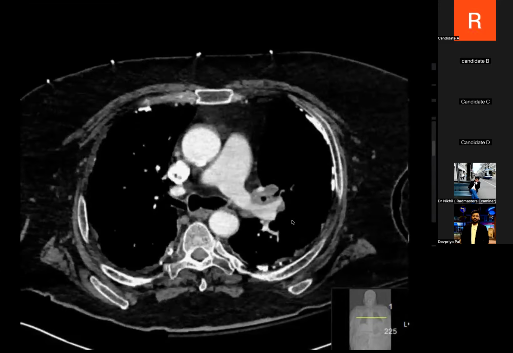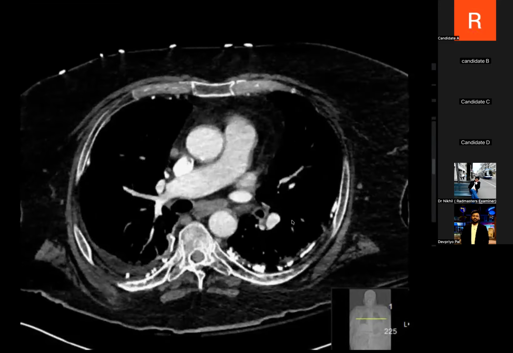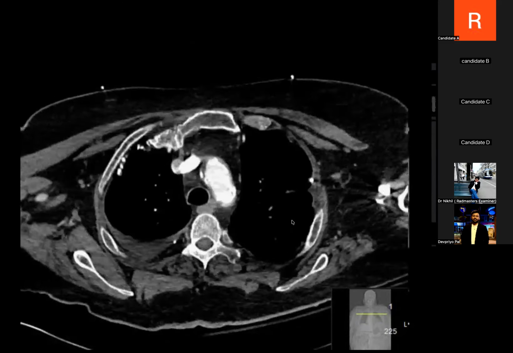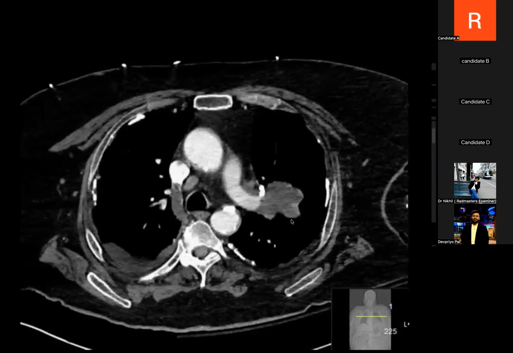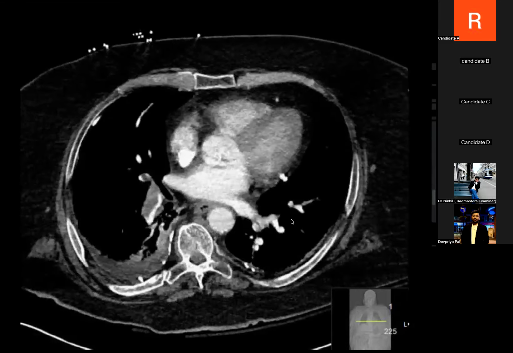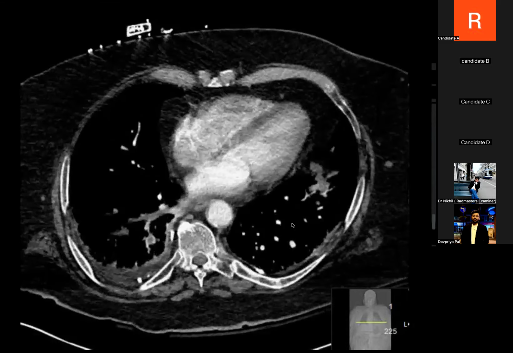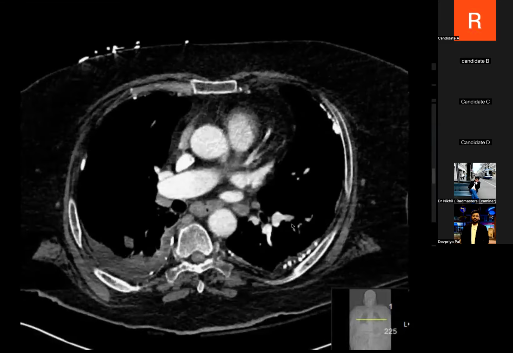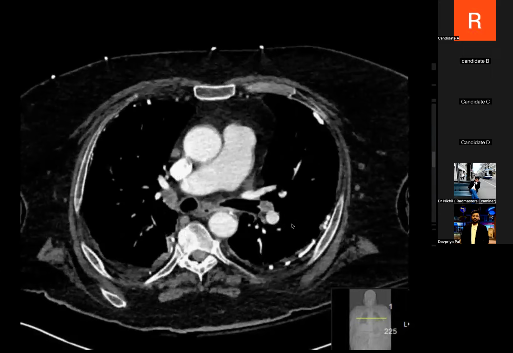The lesion is invading into the adjacent mediastinum. No evidence of any enlarged lymph nodes in the mediastinum. So what are your differentials at this point? What's your primary diagnosis and what would you like to do next? Primary diagnosis is primary lung malignancy with pulmonary thromboembolism.